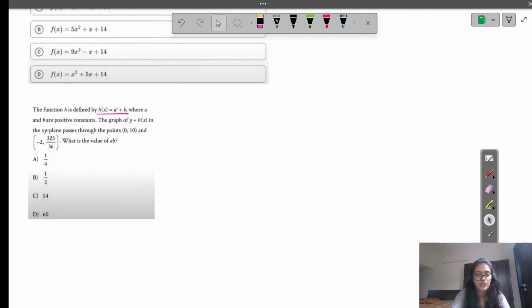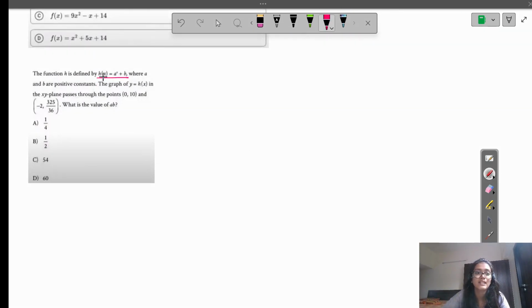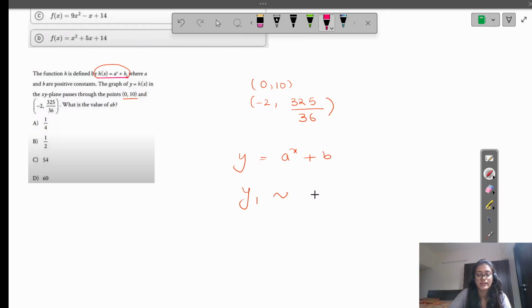Let's move to the third question. Now in the third question we have an exponential function, and even if you don't know it's an exponential function, you just have to plot these points. They have given you these 2 points, 0, 10 and -2, 325 over 36, and you have the equation y is equal to a raised to x plus b. So we will type this equation like this: y1 squiggly line a raised to x1 plus b.